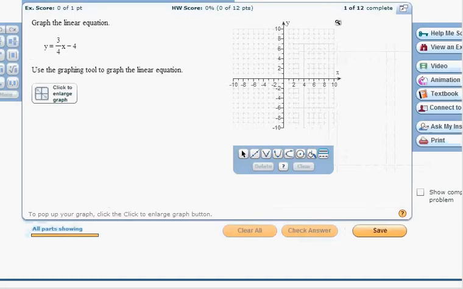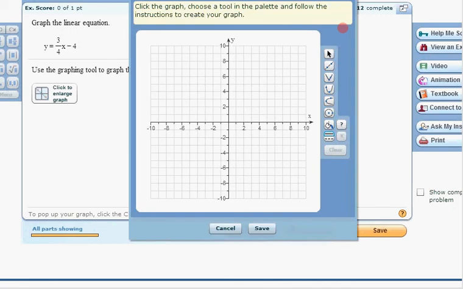So let's march over to the graphing tool in MyMathLab. The first thing you ought to do is go ahead and click on that magnifier so you get a bigger picture. Then you're going to click this graphing tool. I'm sorry, not the graphing tool. You've already picked the graphing tool. I mean the line tool, because you can graph different kinds of graphs here. We're only going to worry about the line tool.